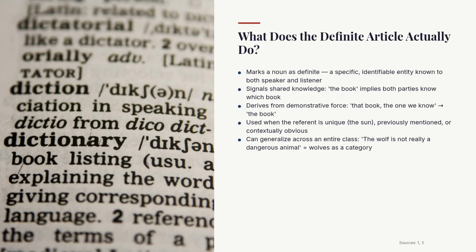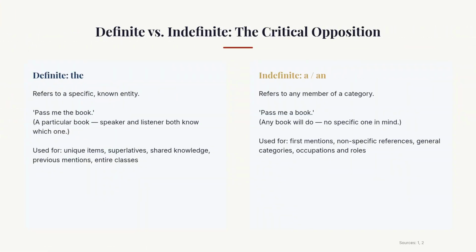The British Council notes a fascinating extension. "The" can also generalize across an entire class, as in "the wolf is not really a dangerous animal," where the singular with "the" stands for all wolves. The distinction between definite and indefinite is the single most important conceptual opposition in the English article system, and it is one that speakers of article-less languages like Turkish, Russian, or Chinese often find maddeningly subtle.